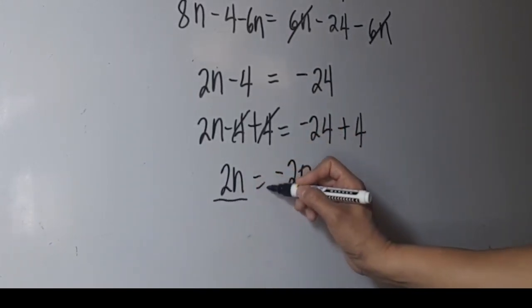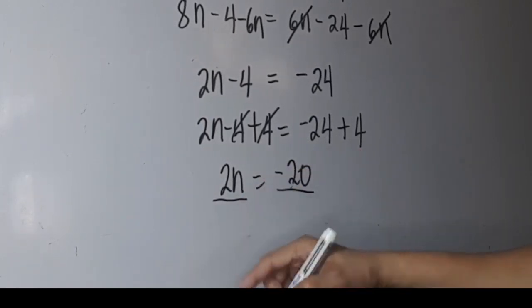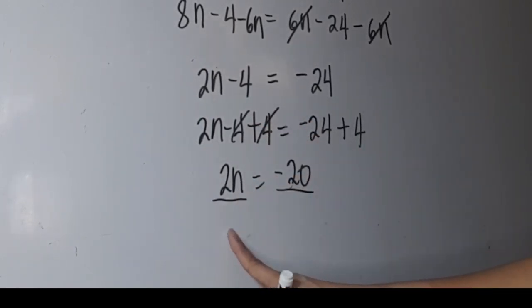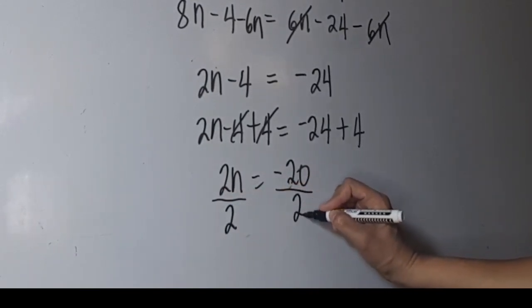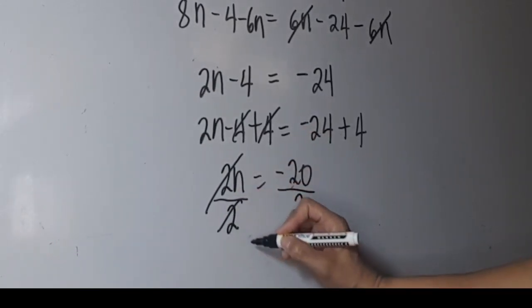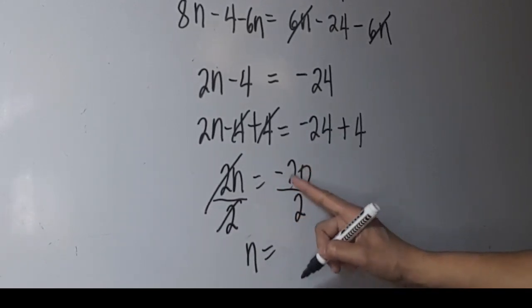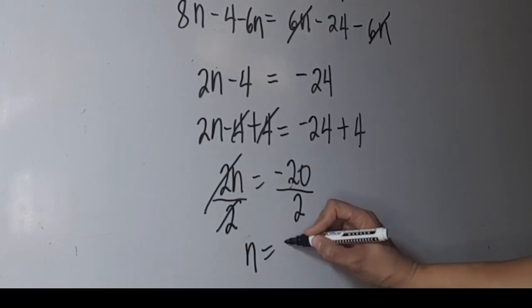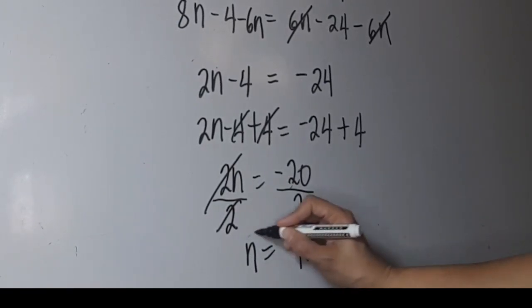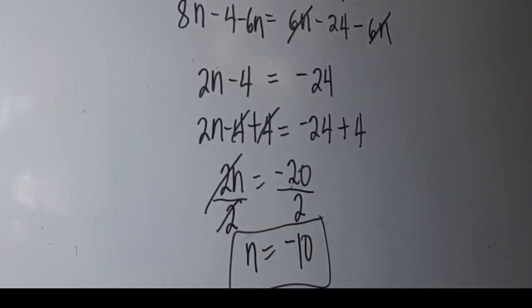Still, we have to isolate this by inverse operation. So you're going to divide because this is multiplication. So divided by 2, divided by 2, cancelled. So n is equal to negative 20 divided by 2, which is negative 10. Okay, so n is equal to negative 10. So the checking, you do it.